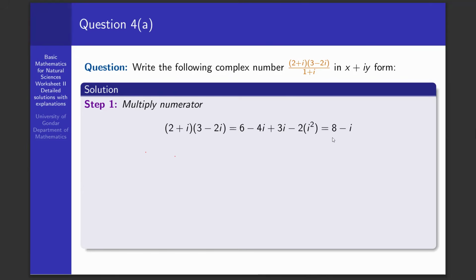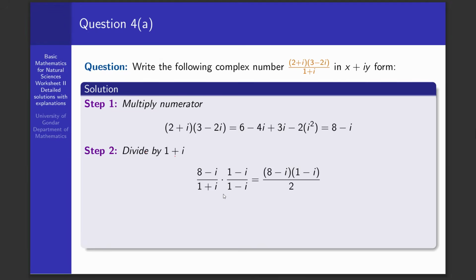Now let's divide 8 minus i by 1 plus i. In order to change this into x plus iy form, we have to multiply both the numerator and the denominator of this fraction by the complex conjugate of the denominator, that is 1 minus i. The product of 1 plus i and 1 minus i is the square of the norm, so it is 2. When we expand the numerator, we have 7 minus 9i, with the denominator 2.